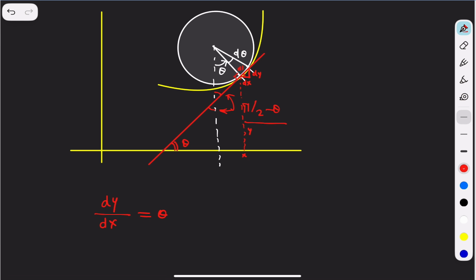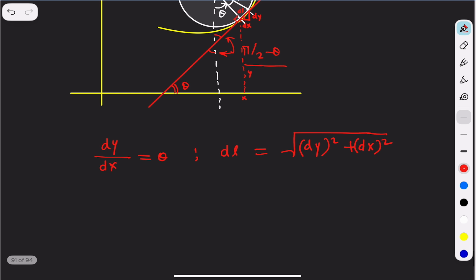Okay, and now if you see, this dl will be equal to under root of dy square plus dx square. I hope this is also fine. dl will be the root of dy square plus dx square. Now this dl can be written as, if I take dx out from this square root, dx into the root of 1 plus dy by dx whole square. Okay, this is your dl.